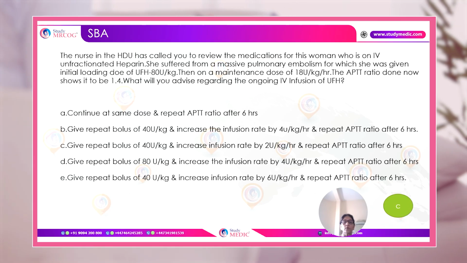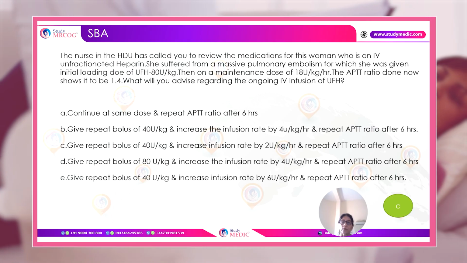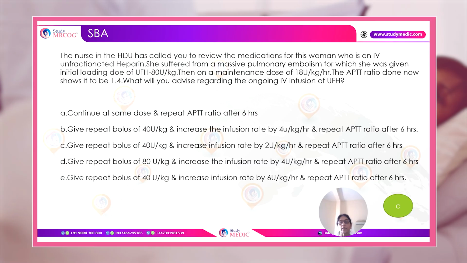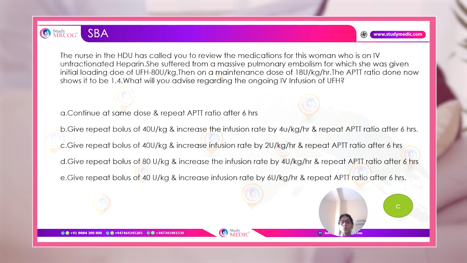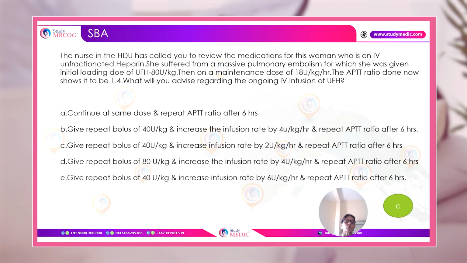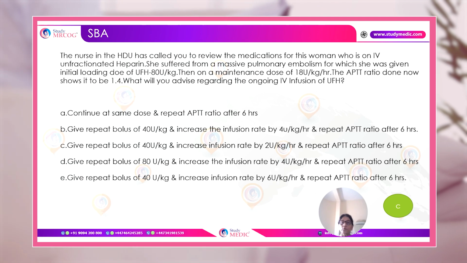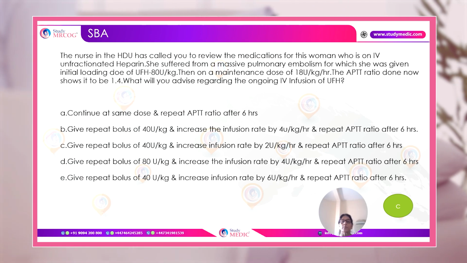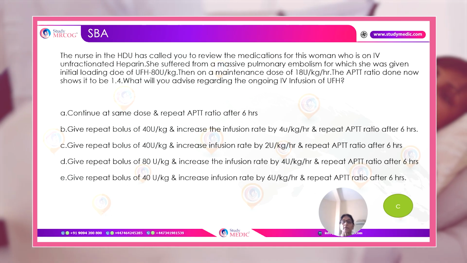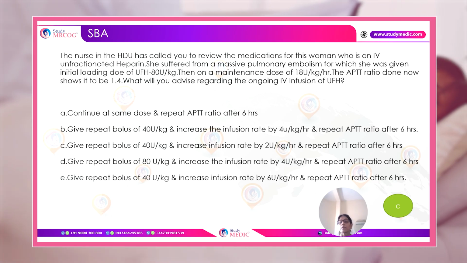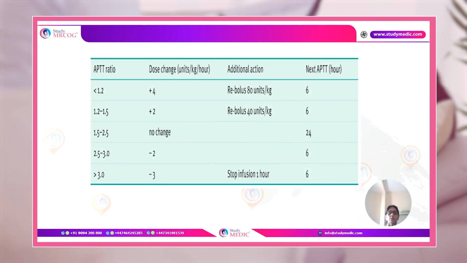So here her APTT is 1.4. APTT is 1.4 means the woman has not been heparinized adequately. You need to increase her dose. So for her, you will give her a repeat bolus of 40 units per kg, increase the infusion rate by 2 units per kg per hour, and remember that whenever you change the dose of unfractionated heparin, you will repeat the APTT ratio after 6 hours. So this is the algorithm in detail.